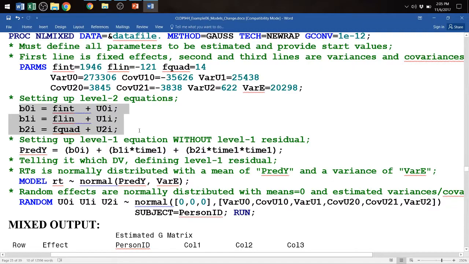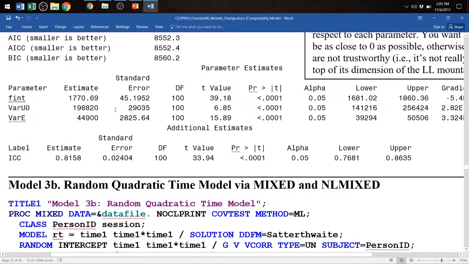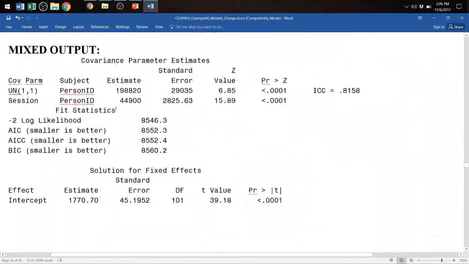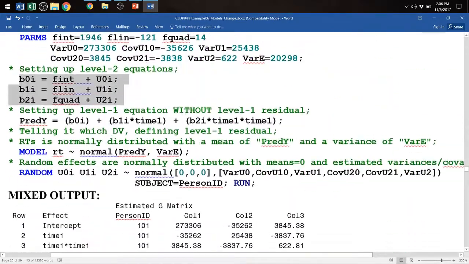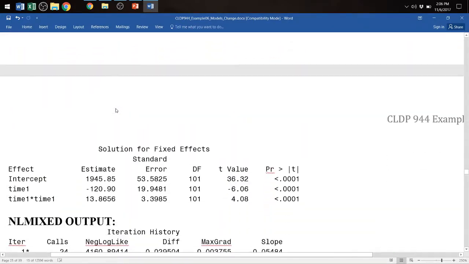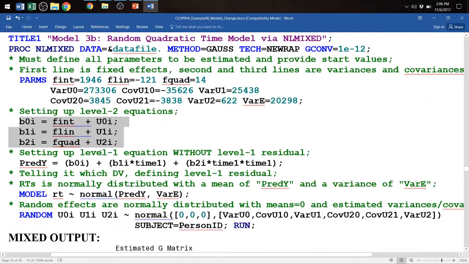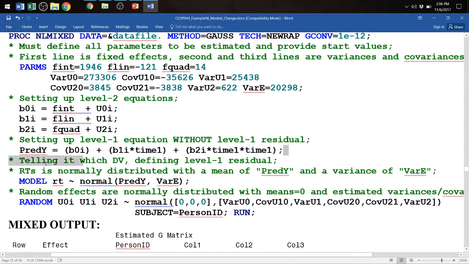I have 3 level 2 equations, fixed effect plus the random effect for each. Do I have the random quadratic model on here? I didn't paste it in here, darn it. Random quadratic, you've seen that one before at any rate. 3 level 2 equations. And then here's my level 1 equation, where I fill in the betas. Beta 0i being the intercept, beta 1i is the linear slope, beta 2i is the quadratic slope. E is left off because it shows up down here.